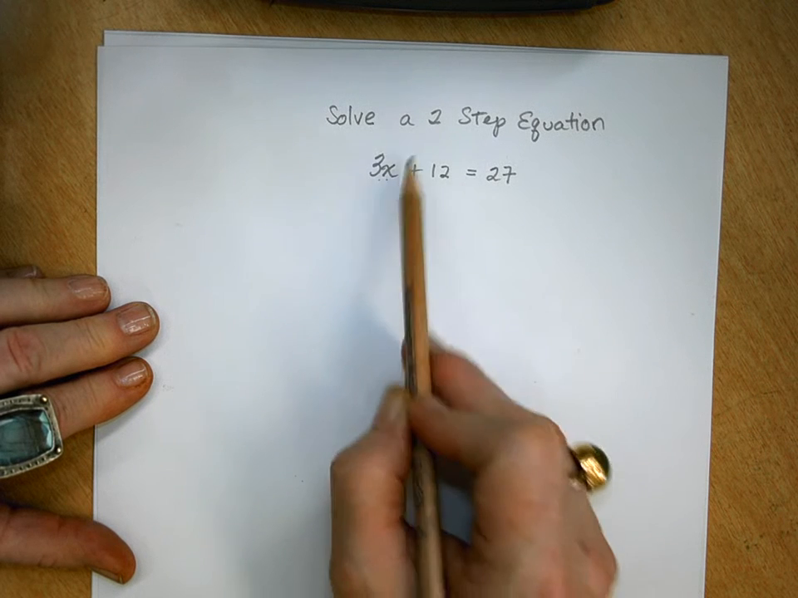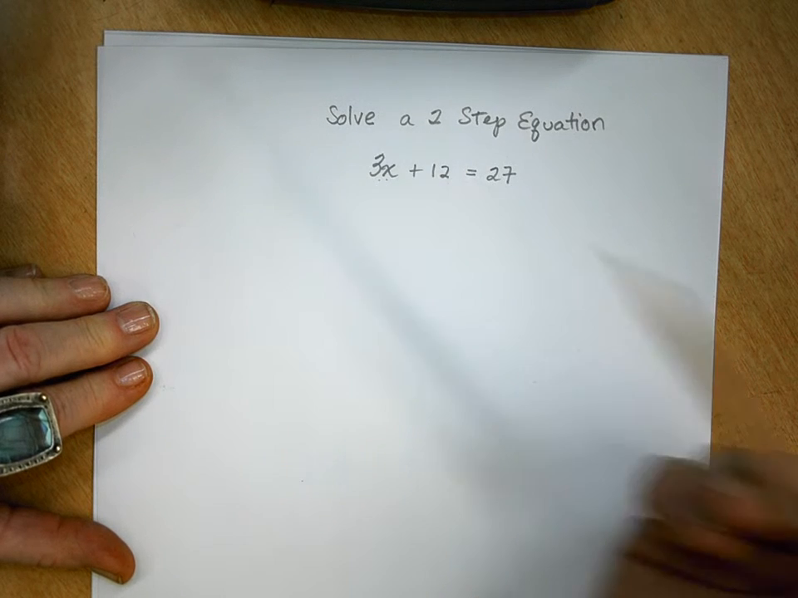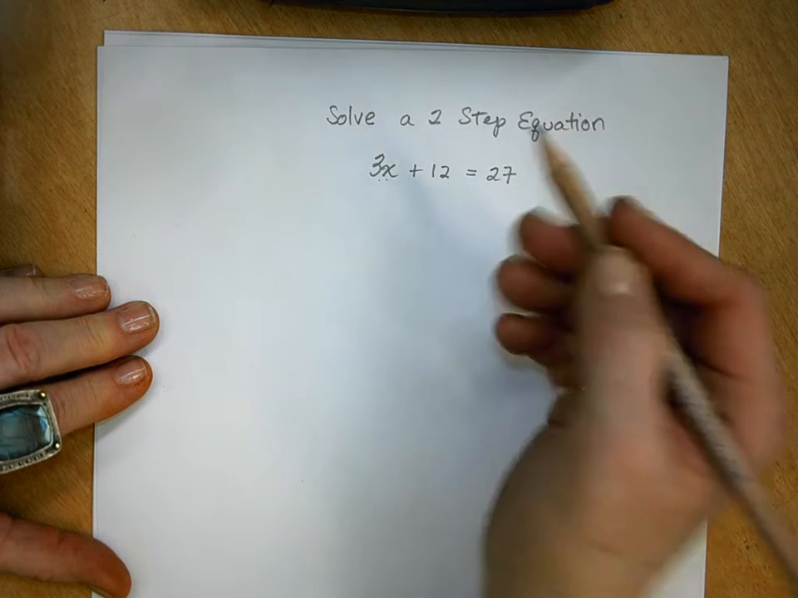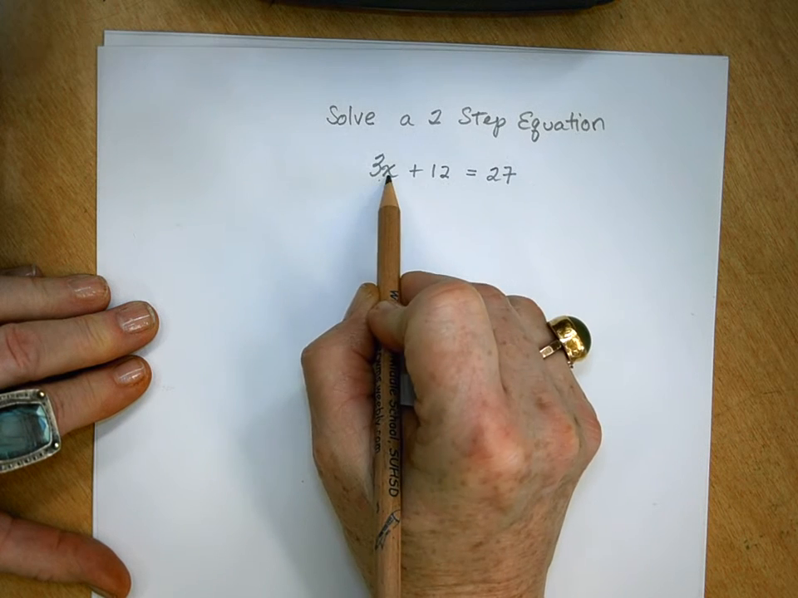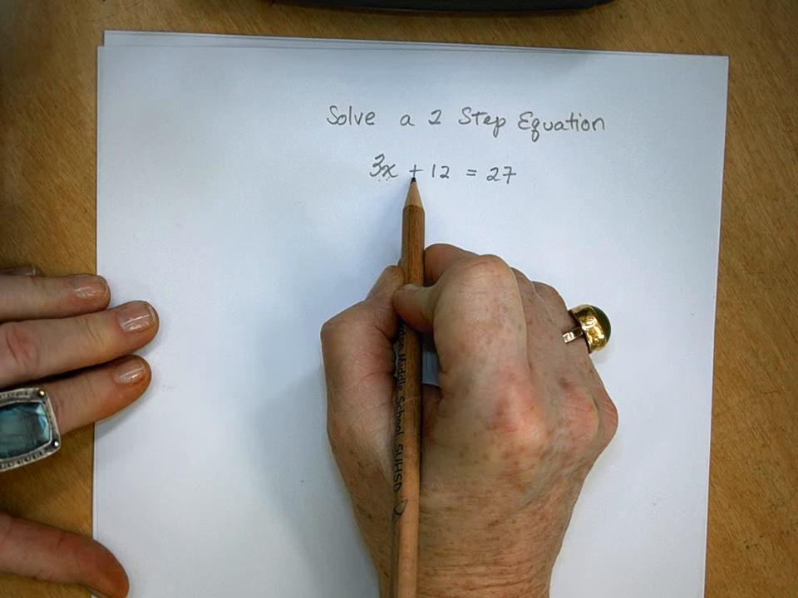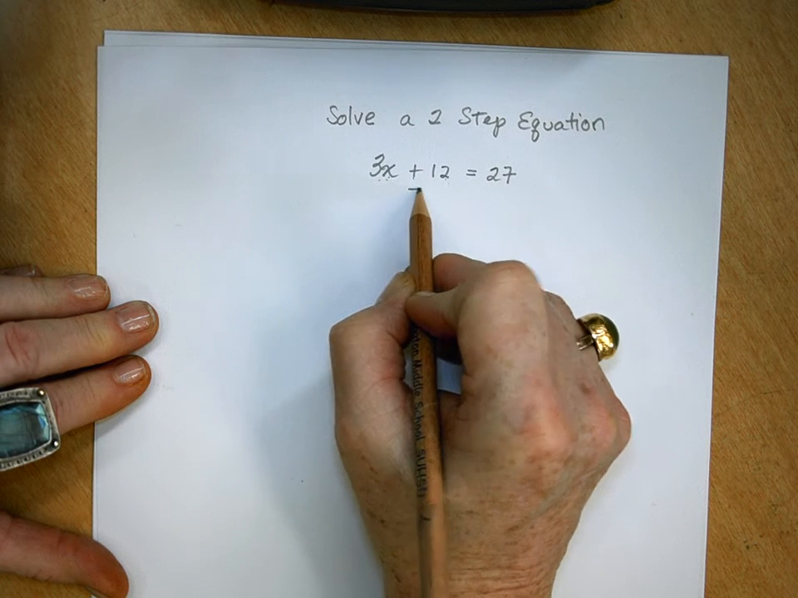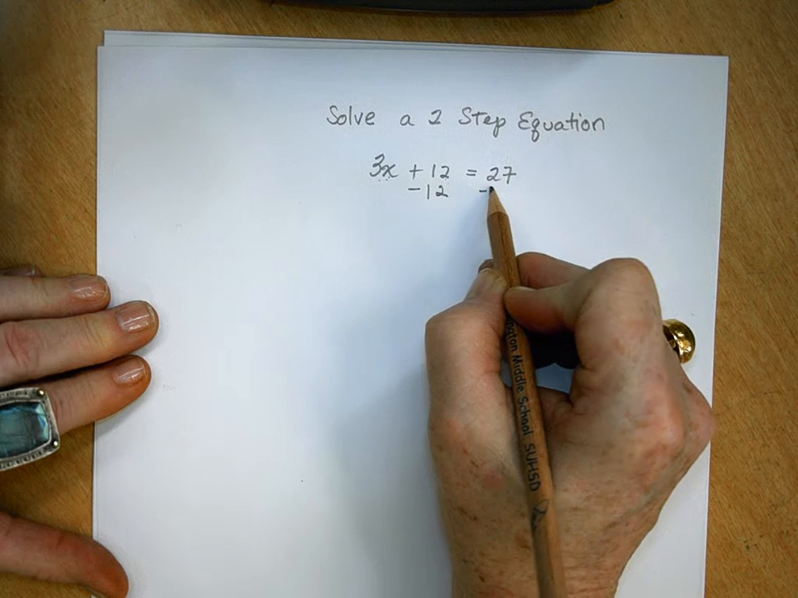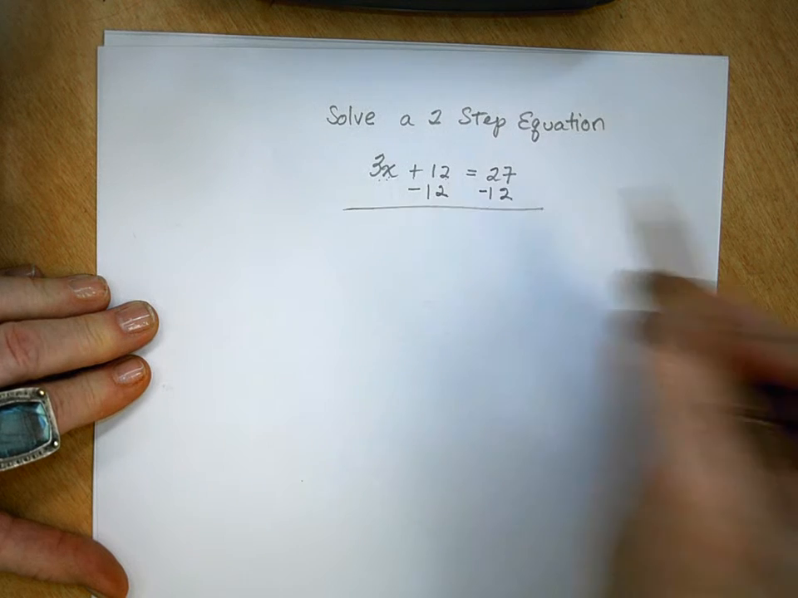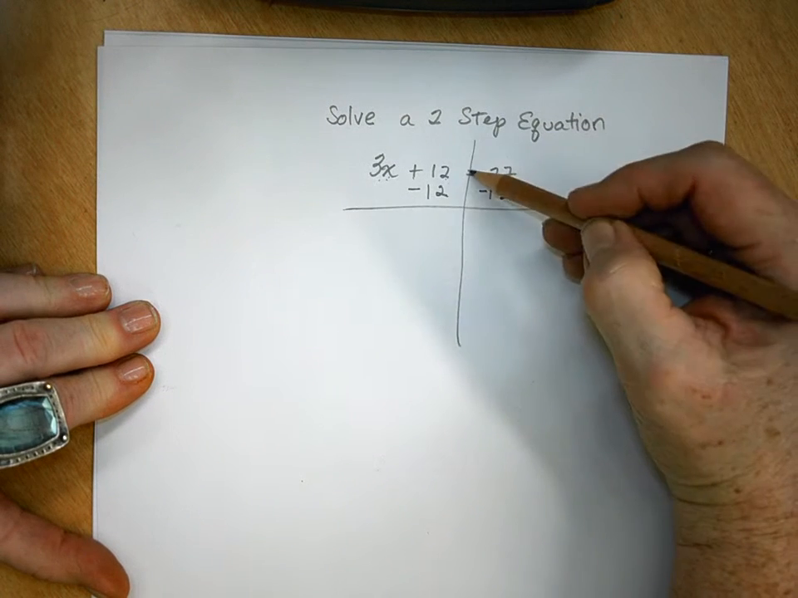I look at this constant here, this number, and I don't want it there. I want it over here. And the reason is because I want to get that x by itself. So I take the opposite of whatever this number is. If this is a positive 12, I'm going to add negative 12 to both sides. And when I say both sides, I mean both sides of that equal sign.